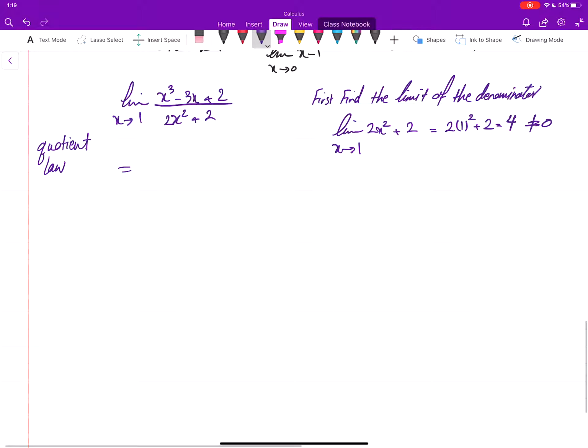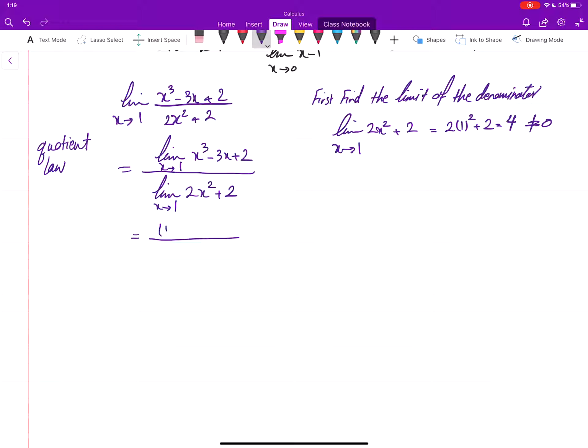The quotient law gives us the fact that the limit of the quotient is the quotient of the limits. Now each of these is a polynomial, and we can evaluate the limit by plugging in x equal to 1 in each one. So 1 squared plus 2. This gives us 1 minus 3 plus 2 over 3, and that gives us 0 over 3. The numerator can be 0. Well, that's good. 0 over any non-zero number is 0. So the limit of that is 0.